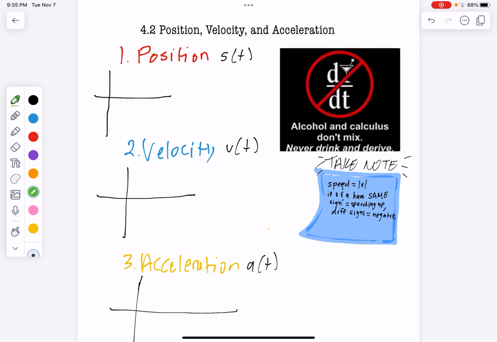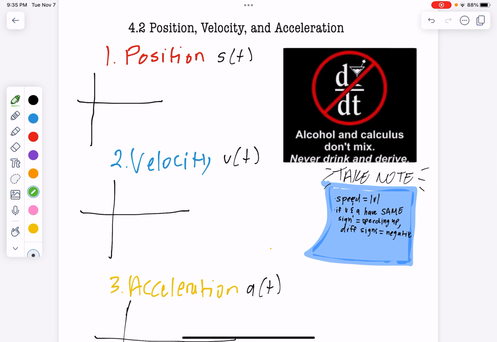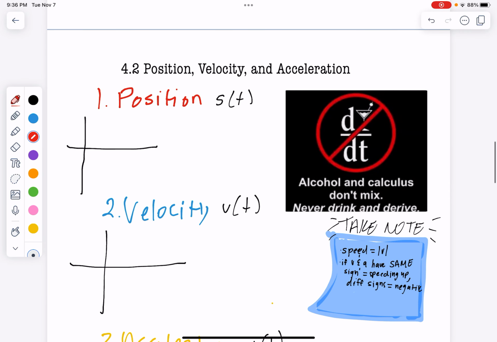4.2, Position, velocity, and acceleration. We have this cute little "alcohol and calculus don't mix. Never drink and derive." Once again, like literally everything else in calculus, this is all based on derivatives. Okay, let's get into this one. First thing we have is position. Position is shown by the function s of t, which we see right here, guys.